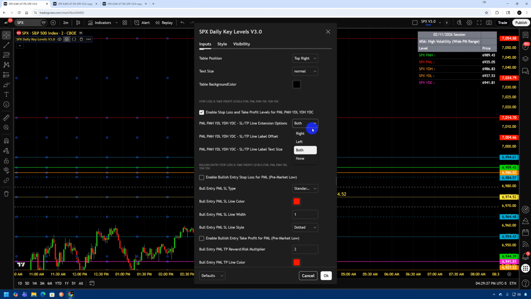You can change that if you prefer. Here's the line label offset. This moves the line label either more to the right if it is a greater positive number, or more to the left if it is a lesser positive number, or a zero, or a negative number. And that works just like the line label offset for all the other line labels for the other levels. And finally, we have the line label text size set to normal. You can, of course, change it to tiny, small, large, or huge like you can the other line labels.